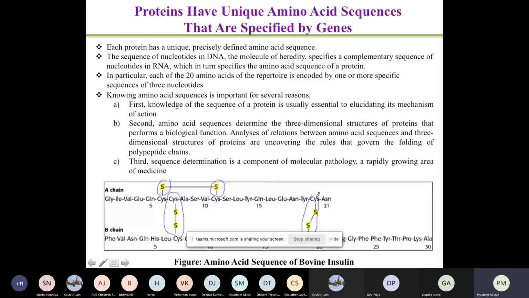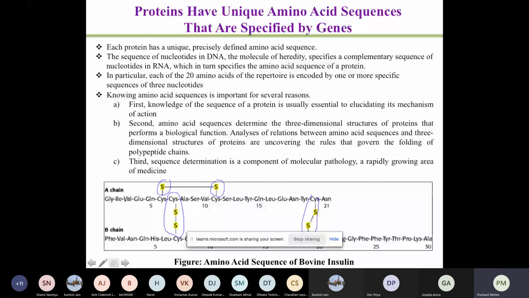Now, coming to some more interesting points about proteins, each protein has a unique and precisely defined amino acid sequence. Now, the question comes, what is the amino acid sequence? Do you understand amino acid sequence? Have you any idea about amino acid sequence?